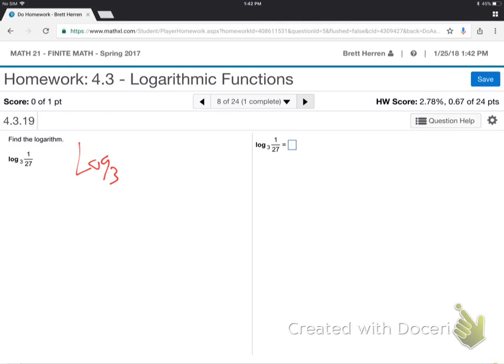So log base 3 of 127. Same thing. Hit the buttons on your calculator. The higher one goes high, the low one goes low. So it'd be log of 127 over log of 3.